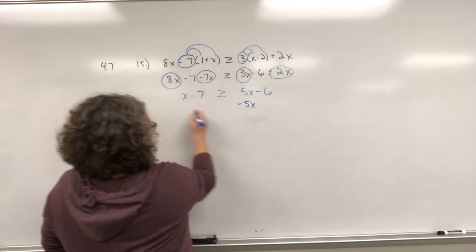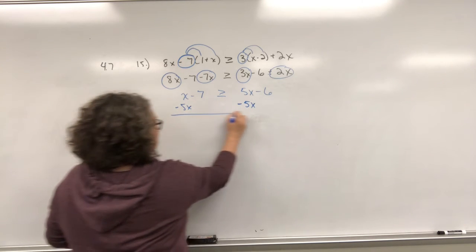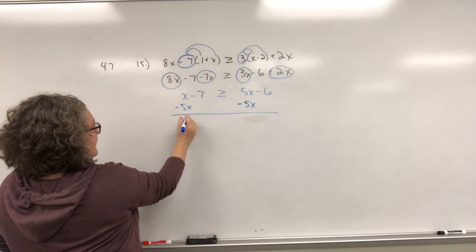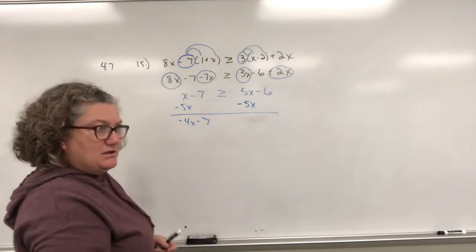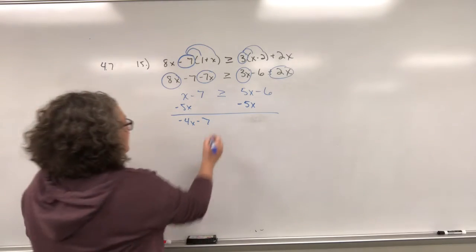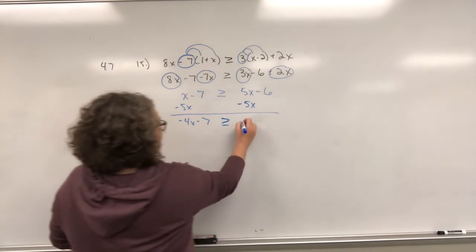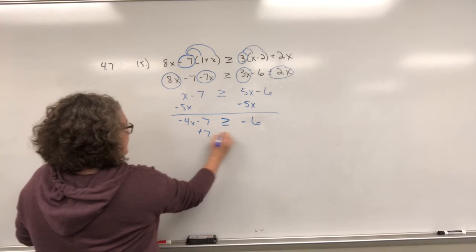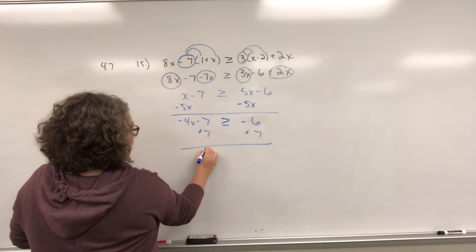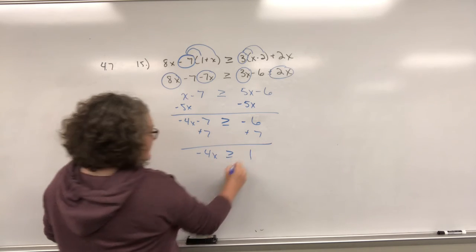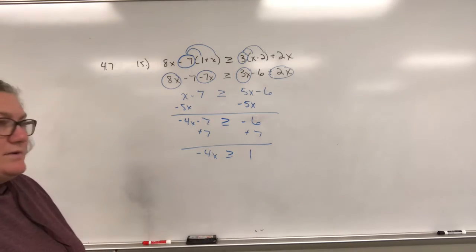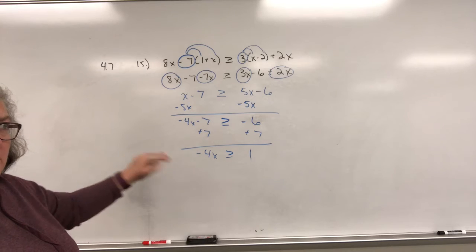but I'll show you that we would get that. We'll subtract my 5x on both sides. x minus 5x would be negative 4x minus 7. I did not multiply or divide by a negative, so the inequality stays the same. Now I need to add the 7 to both sides: negative 4x is greater than or equal to 1.